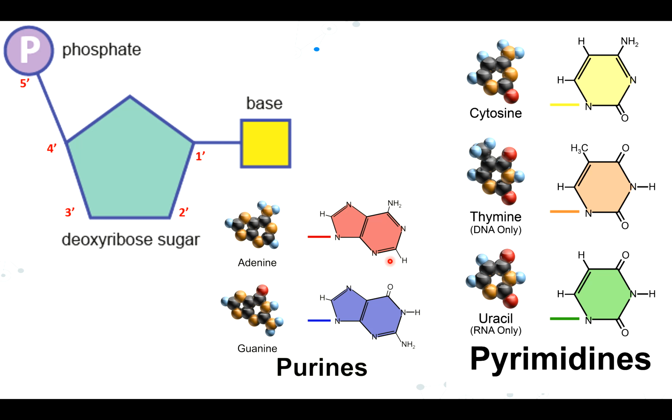And all these bases, adenine and guanine, which come under purine, and cytosine, thymine, and uracil, which come under pyrimidine, are all connected to ribose sugar or pentose sugar, or deoxyribose sugar. But you have to remember, when I am saying deoxyribose sugar, I am talking about DNA. When I am saying ribose sugar, I am talking about the RNA molecule. So you have to remember that.